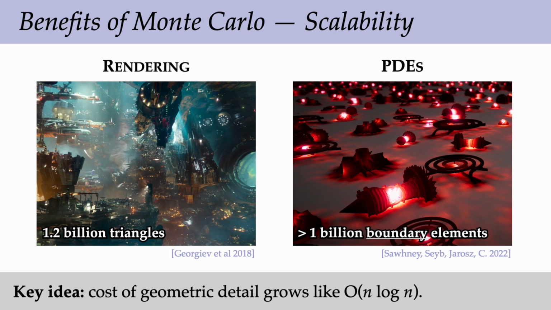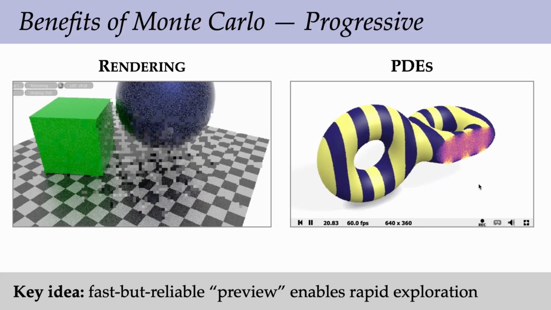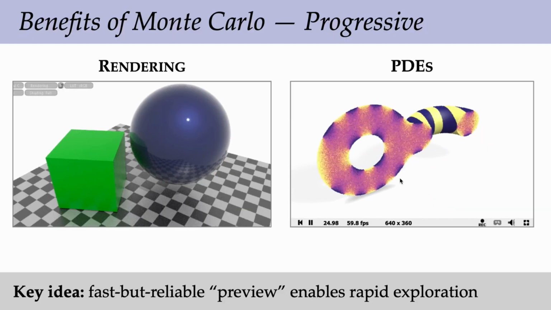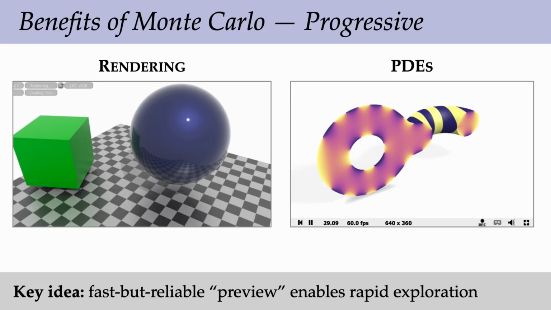Just like rendering, the cost of adding geometric detail grows like n log n, which means we can easily scale to problems with literally billions of elements. So here's one PDE on the right that we solved where the boundary mesh has over a billion elements. Just like rendering, you get perfect parallel scaling by just averaging the results from n different processors. Just like rendering, you can immediately get a reliable preview of the solution by taking just a few samples. So here I'm showing a PDE being solved in real time in a shader program with no pre-computation.